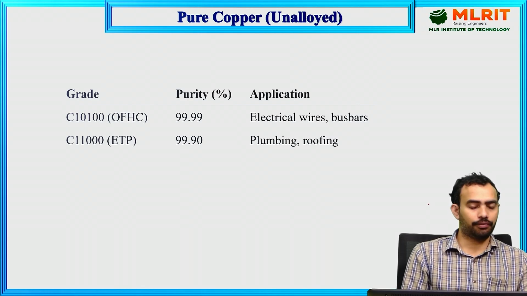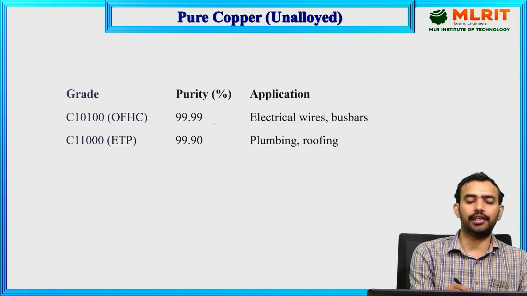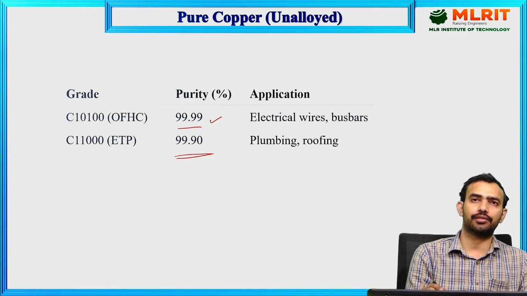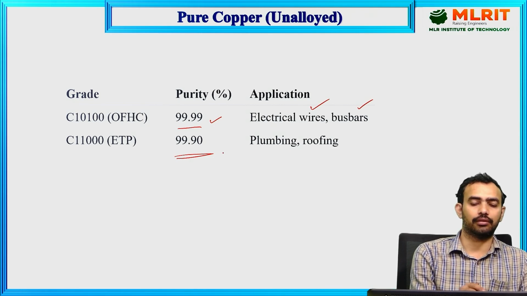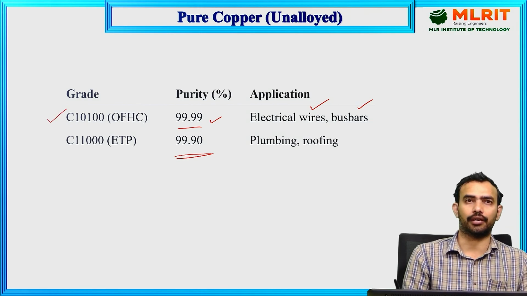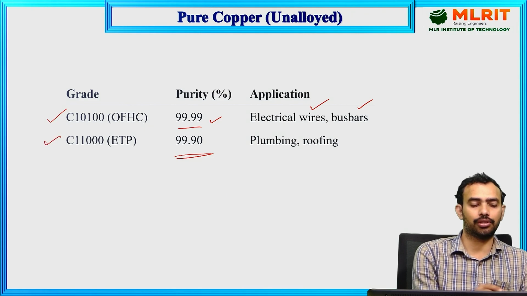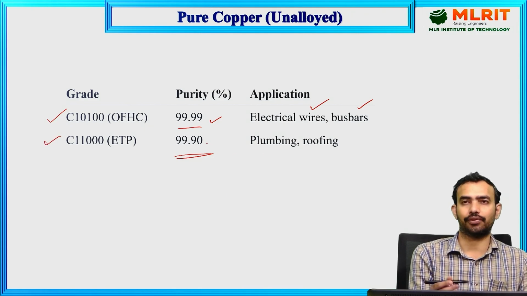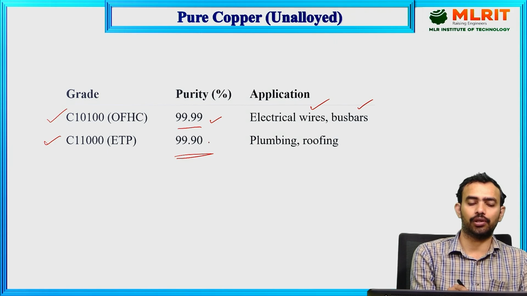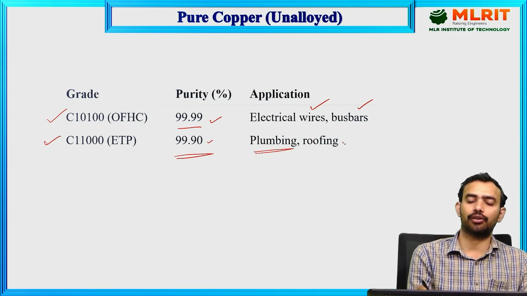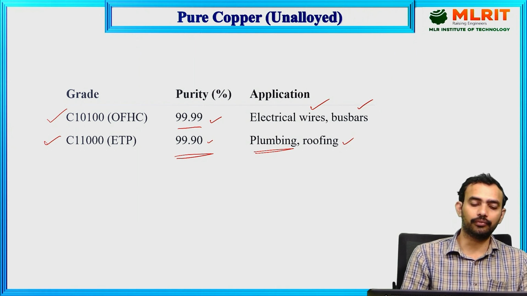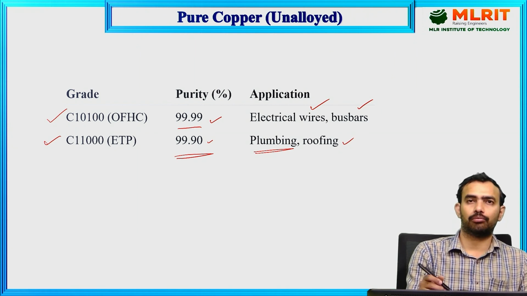Pure copper, which is unalloyed, with 99 percent purity, finds its applications in electrical wires and bus bars. This is the grade C10100 that we use. Then we use C11000, which has relatively less purity, though a very small margin, and is used in plumbing and roofing applications. Both are pure copper.